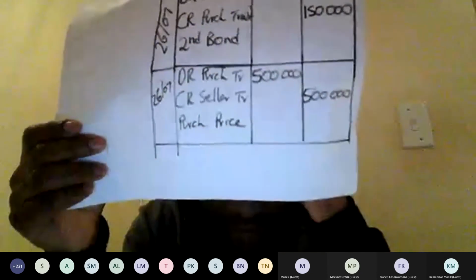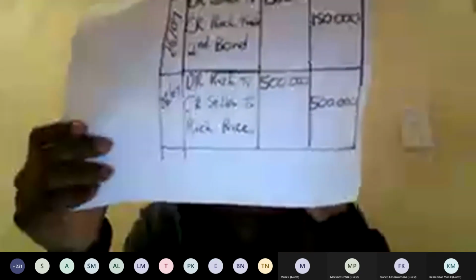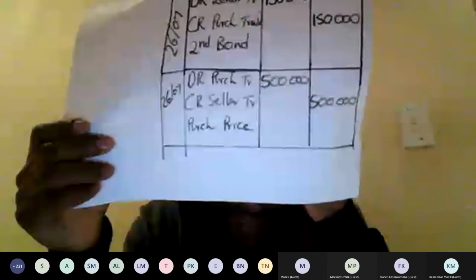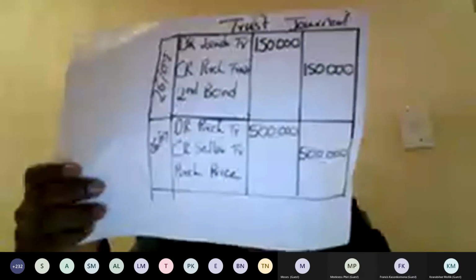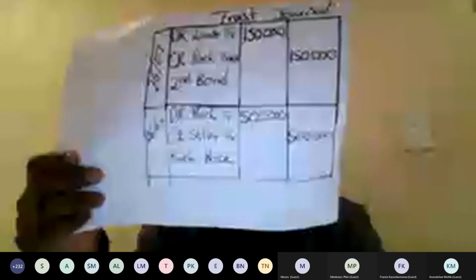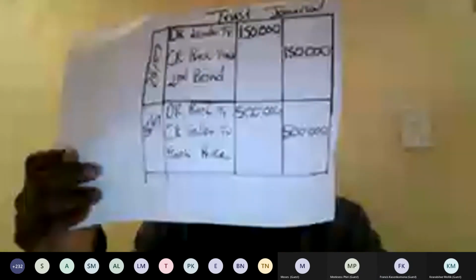Now, that is the second journal there. In the second journal, I said debit the purchaser's trust, 500,000 rands, credit the seller's trust, 500,000 rand. And I said transfer of the purchase price, so that's the purchase price. That's your journal. You are transferring from the purchaser's trust to the seller's trust. You recorded that trust journal, and as it is in your journal, then you can post it to your ledgers.